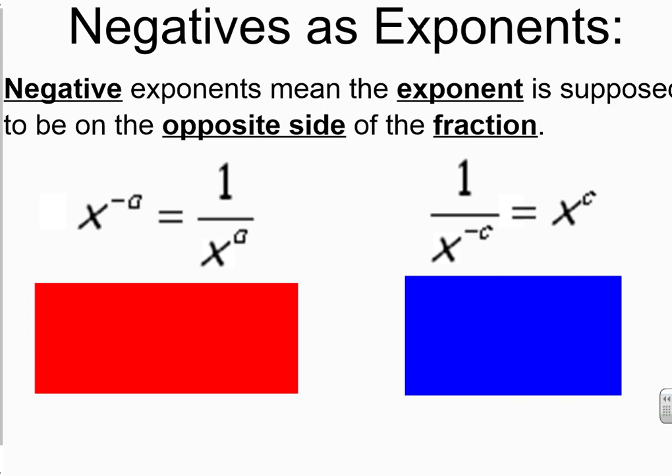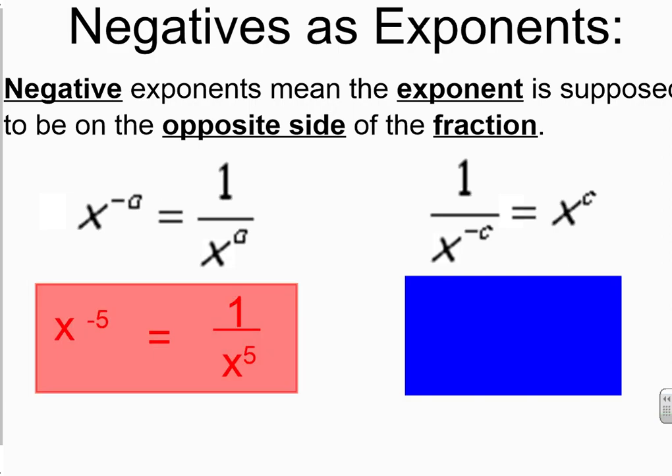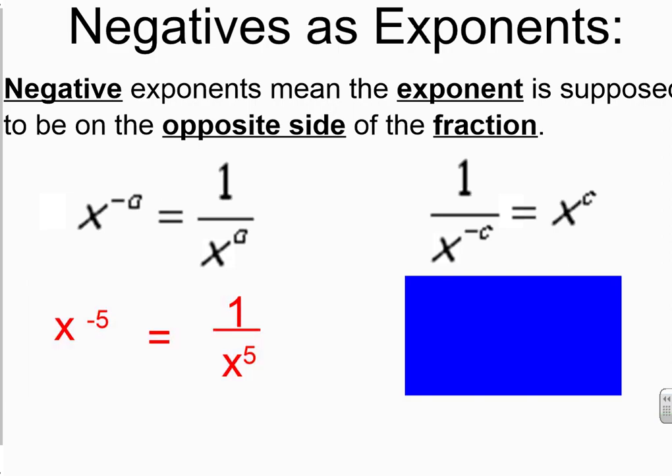Next thing we're going to talk about is negatives as exponents. Negative exponents mean the exponent is supposed to be on the opposite side of the fraction. So what we see here is some examples. X to the negative number is actually 1 over x to the positive number. And you can kind of see that here in this example. X to the negative 5th is actually 1 over x to the positive 5th. So that negative tells me it should be in the bottom of the fraction.